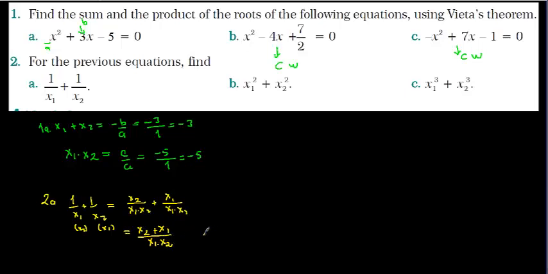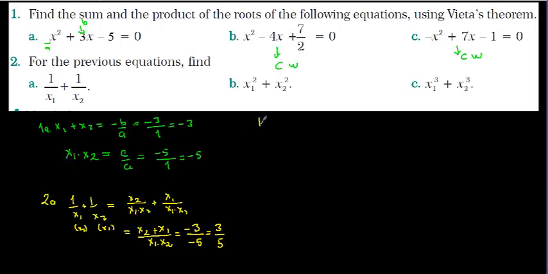So here in this question 2a, 1 over x1 plus 1 over x2, when we derive this equation, we are getting x2 plus x1 over x1 times x2. x1 plus x2 is equal to minus 3, and x1 times x2 is equal to minus 5, then the answer is minus 3 over minus 5. Because both of them are negative, the answer is going to be 3 over 5.